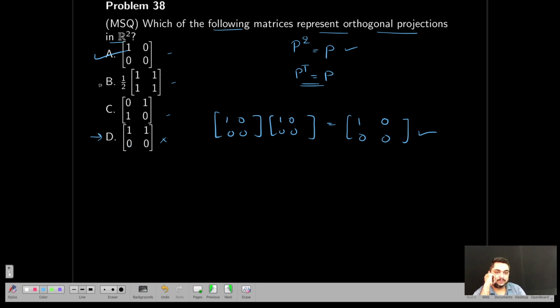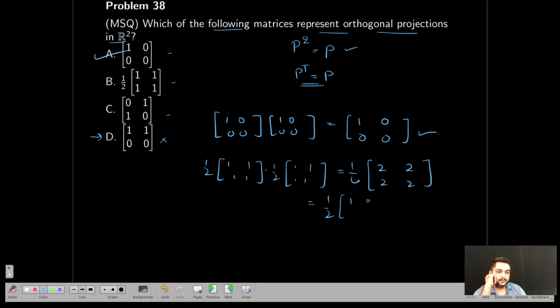Then what about this? This is 1 by 2 into 1 1 1 1, multiplied by 1 by 2 into 1 1 1 1. This will be 1 by 4 into 2 2 2 2. So I can write it as 1 by 2 into 1 1 1 1. So this is also correct.